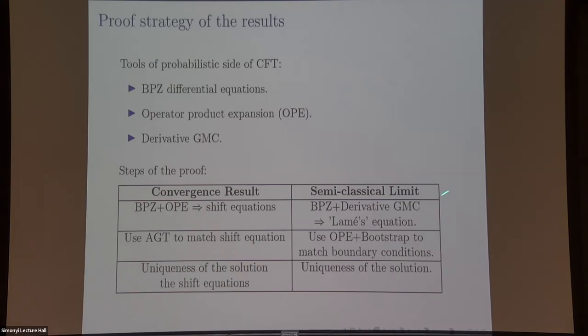On the semi-classical limit side, there are some parallel steps. BPZ plus derivative GMC allows us to show the convergence towards the solution of Lamé's equation, making the connection with Lamé's equation. Then OPE plus bootstrap is used to match the boundary condition, more like the monodromy information. And the last step is proving the uniqueness.